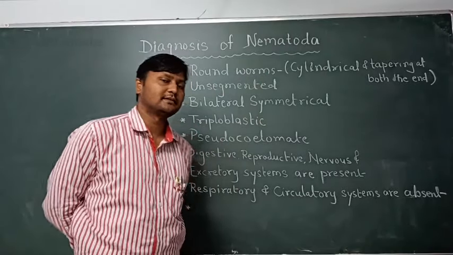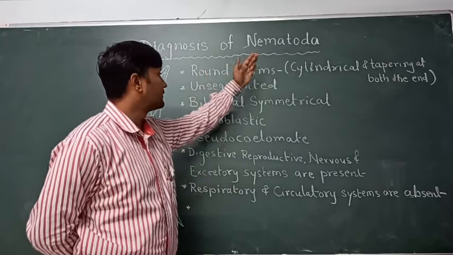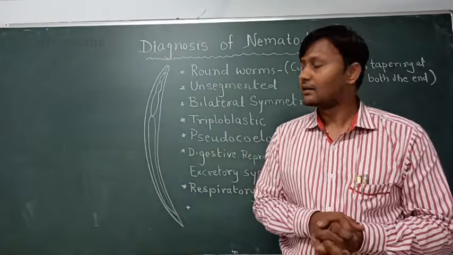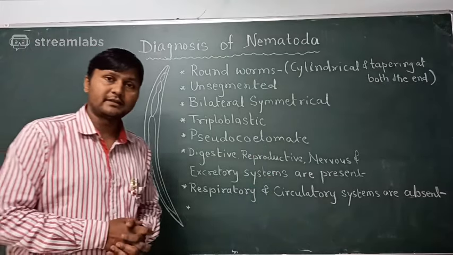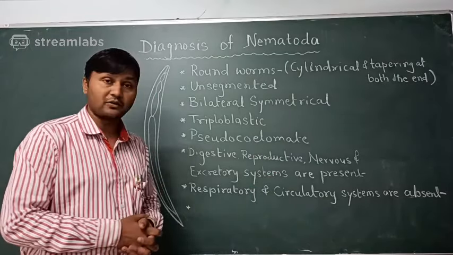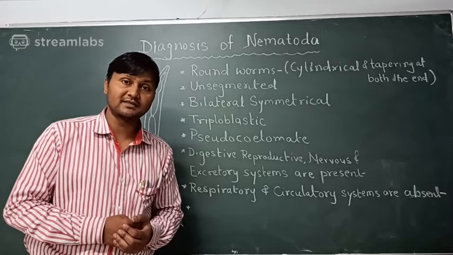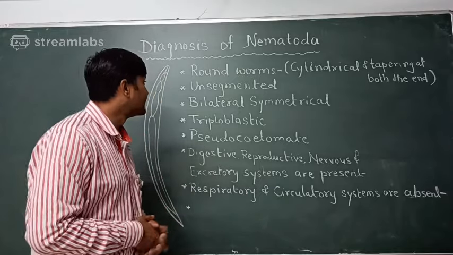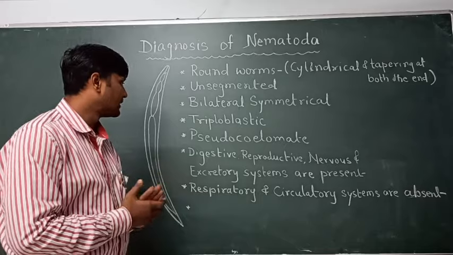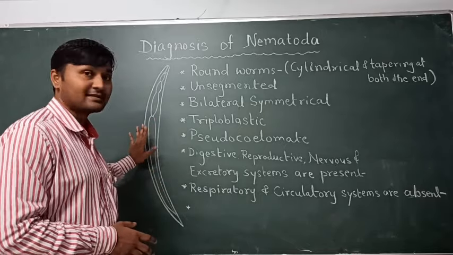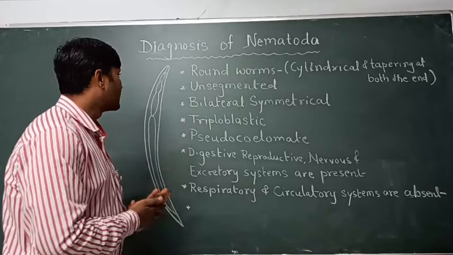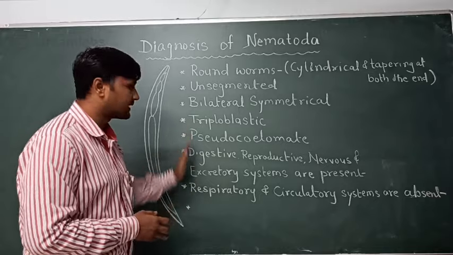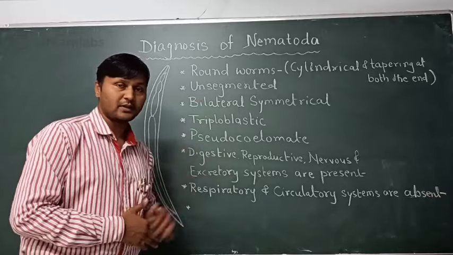Today we'll discuss the general characteristics of nematodes, or diagnostic characters of phylum Nematoda. As we know, the word nematode is derived from two Greek words, nema plus oides, meaning it is a thread-like organism. But today we discuss the important characteristic features which place the nematodes in a separate phylum. You can also write these points in the definition of nematode.